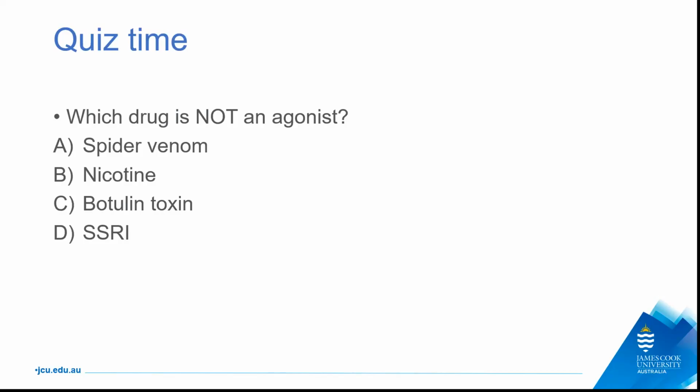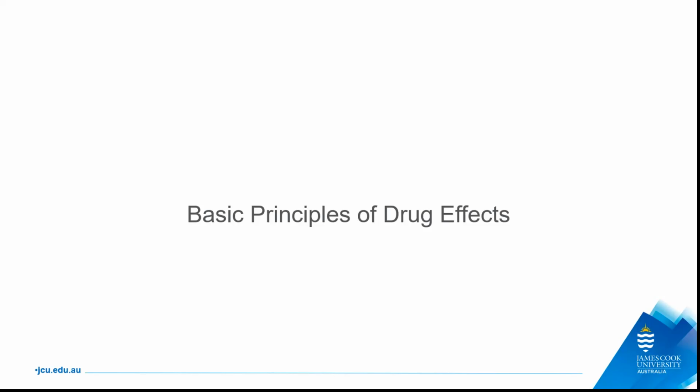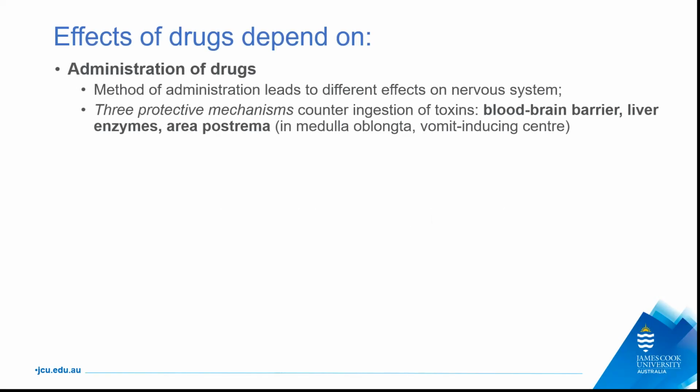Yeah. So drugs, I want to go through this a little bit quicker. So effects of drugs depend on administration of drugs. So we have 3 protective mechanisms, our blood-brain barrier, our liver enzymes, and we have this area called the area postrema in the medulla oblongata. I'm not too sure where it is, but it's good to know.